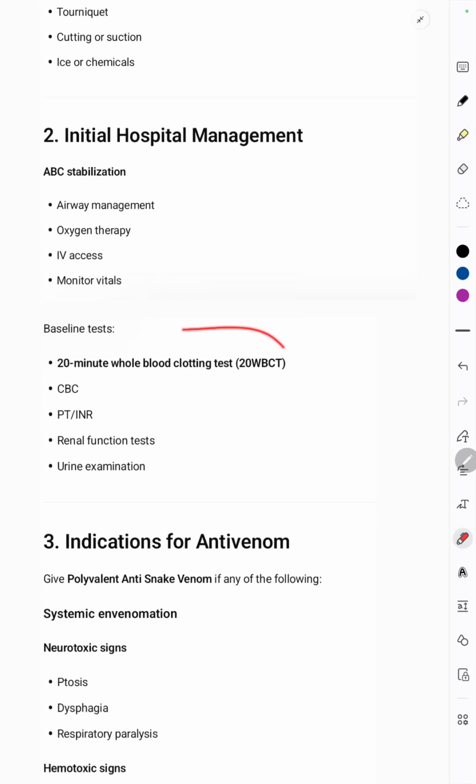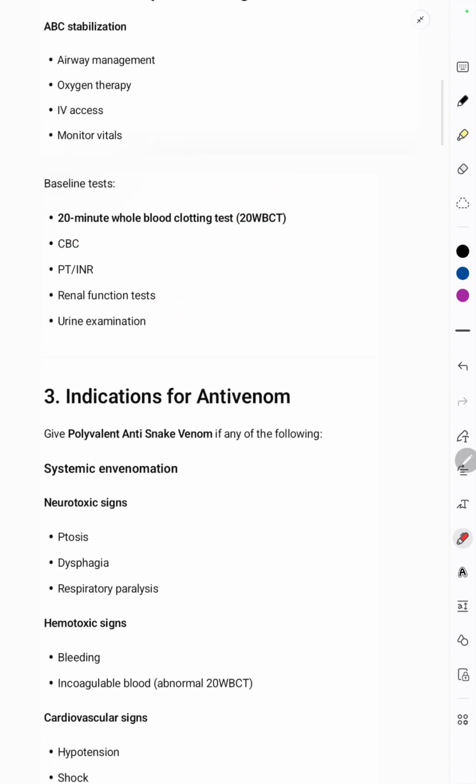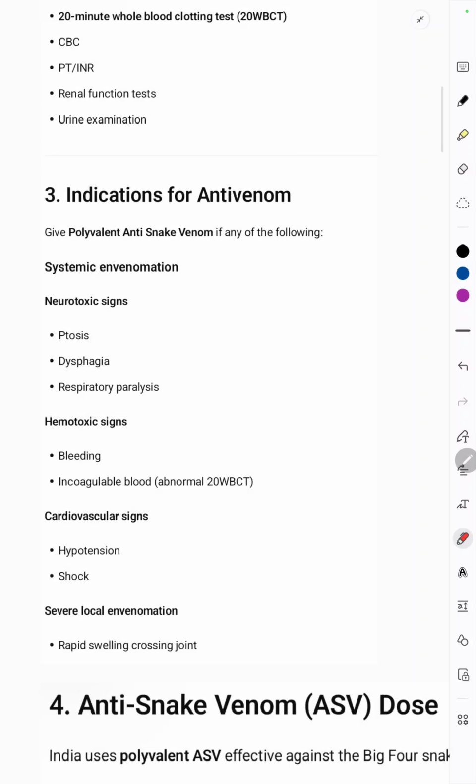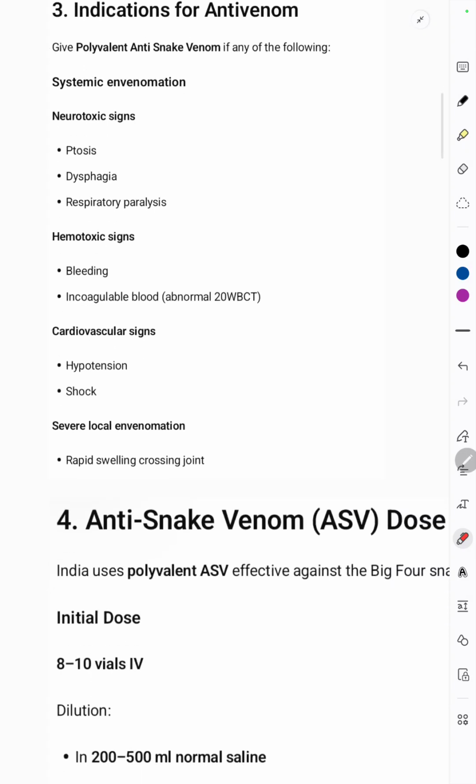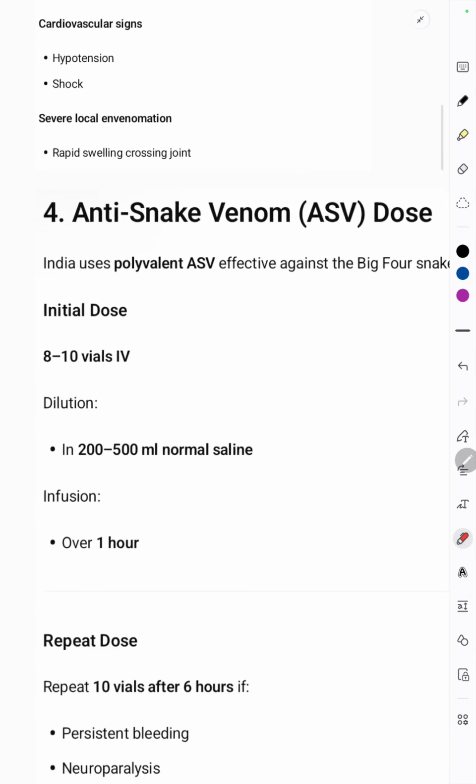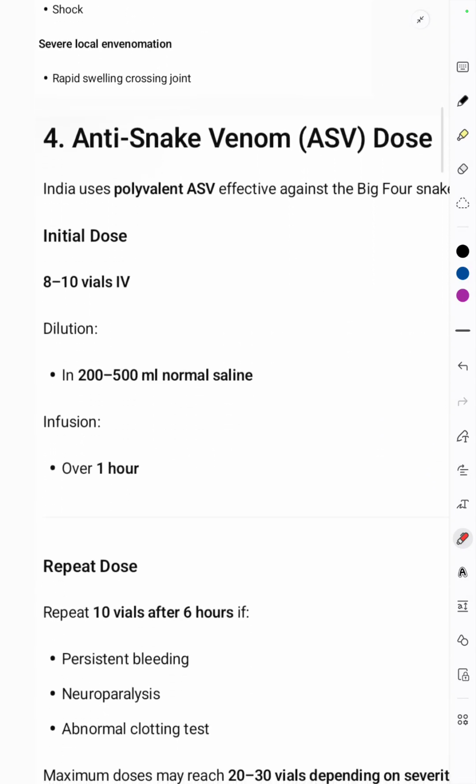Then we have to do baseline tests, that is the 20-minute whole blood clotting test, CBC, PT/INR, kidney function test, and urine examination. Indications for antivenom: give polyvalent anti-snake venom if neurotoxic signs are present, that is ptosis, dysphagia, respiratory paralysis; hemotoxic signs like bleeding, coagulopathy; and cardiovascular signs, that is hypotension or shock; and if severe local envenomation is present, that is rapid swelling and pain over the site of bite.